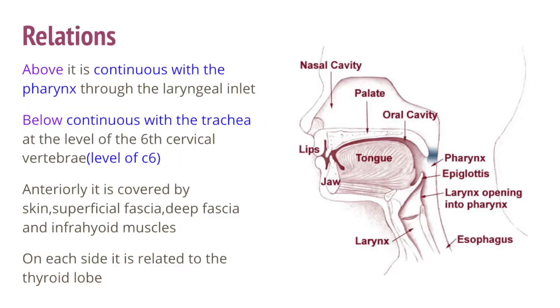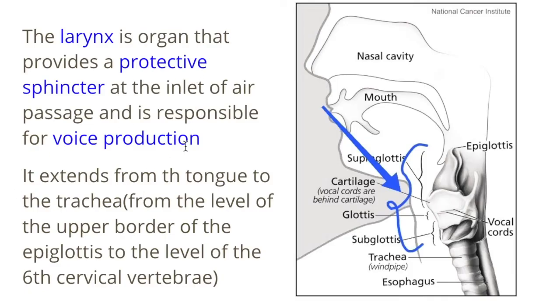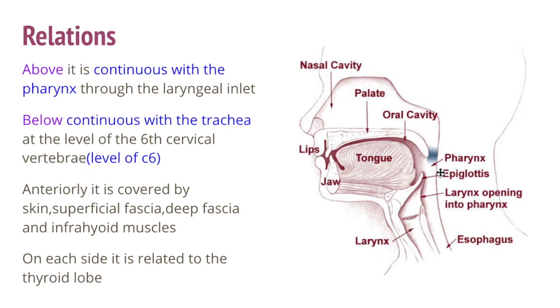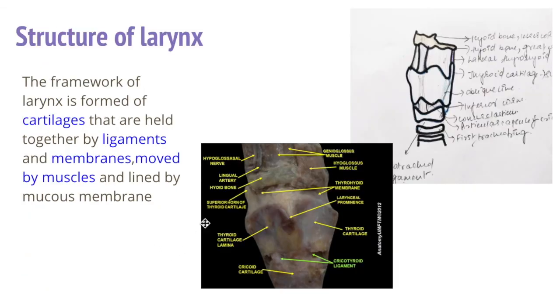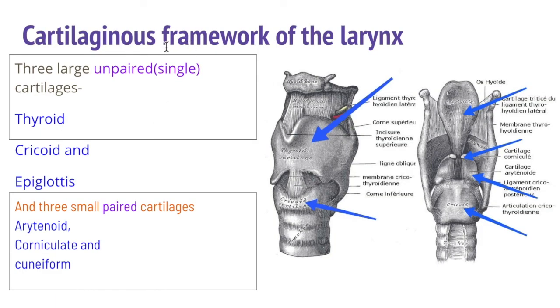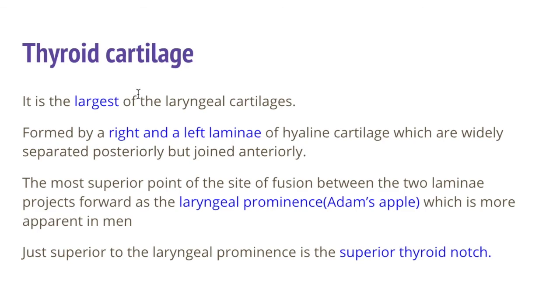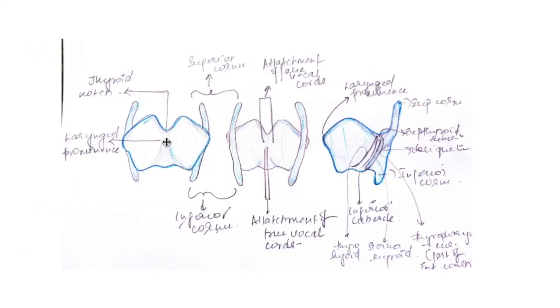Let's quickly summarize what we've studied. So we saw that the larynx was an organ of protection and voice production. We saw its relation superiorly with the pharynx, and inferiorly with the trachea at the level of the 6th cervical vertebra. On each side it was related to the thyroid lobe. We saw that it was made up of cartilages held together by ligaments and membranes and moved by muscles. We saw that it had 3 unpaired cartilages and 3 paired cartilages. The first unpaired was the thyroid cartilage, formed of 2 laminae, which met at the laryngeal prominence and superiorly had the thyroid notch. From the posterior surface extended the superior horn and the inferior horn.